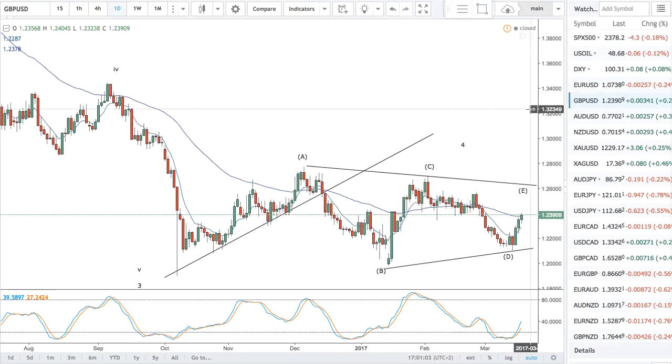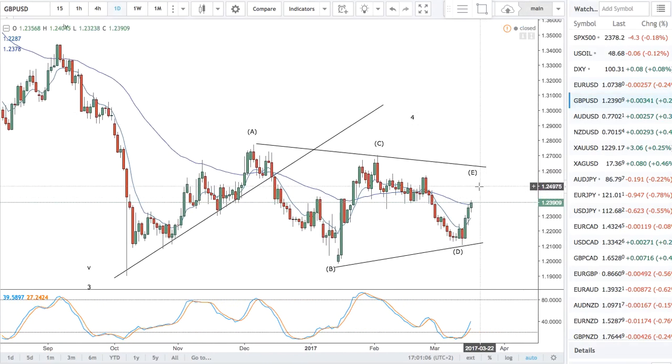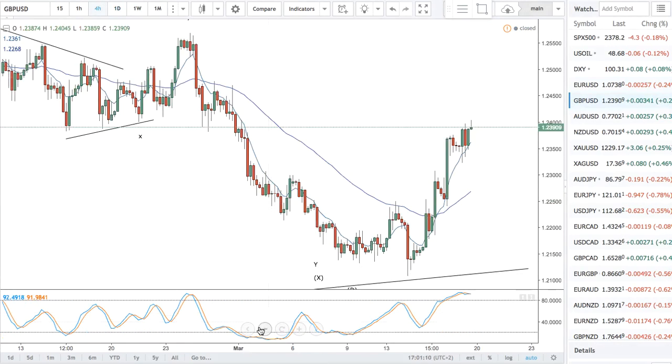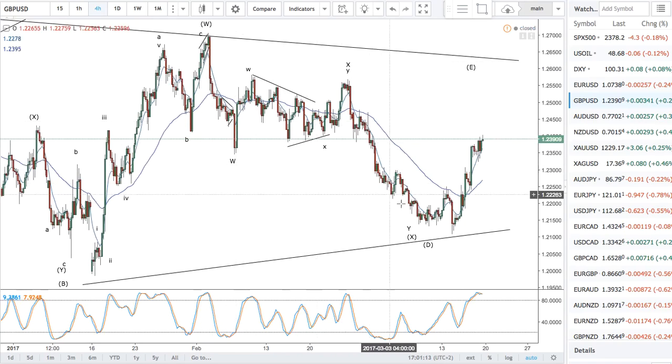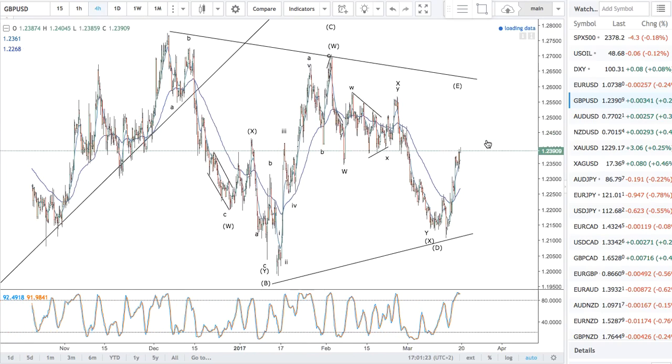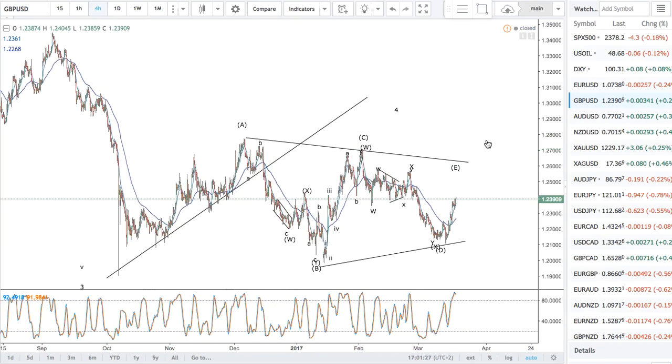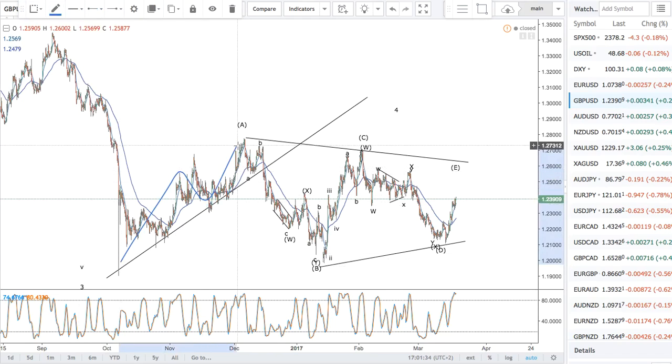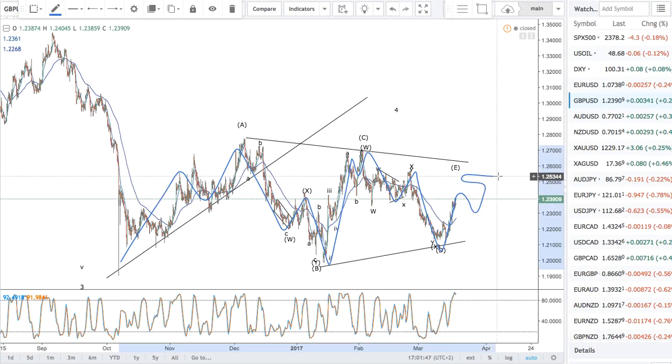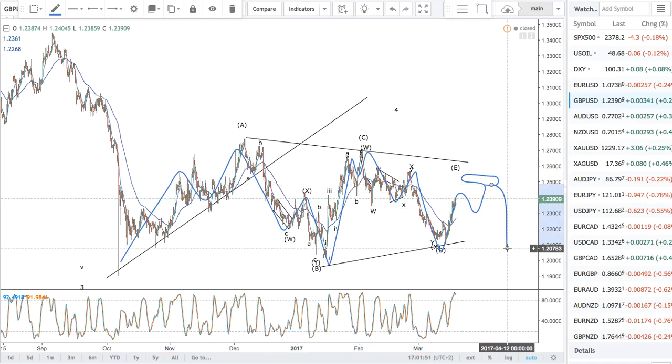So going to cable, I'm still looking at this structure as E of a triangle overall. We had the three-wave move down overall from the high, and we've been moving up. We're going to need everything in this triangle. If it is a triangle, everything inside it has been in three waves overall. So this current up move would see a turn at some point, and then another move up for three. So if that is E here, then we'll see a turnover.